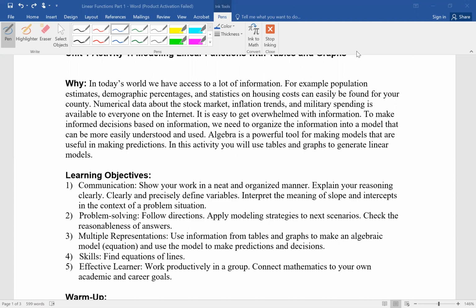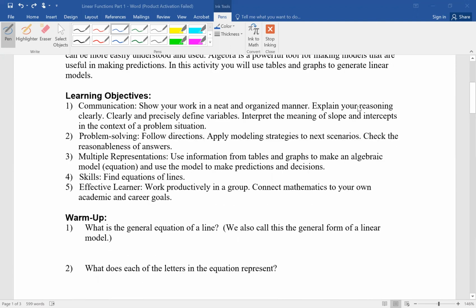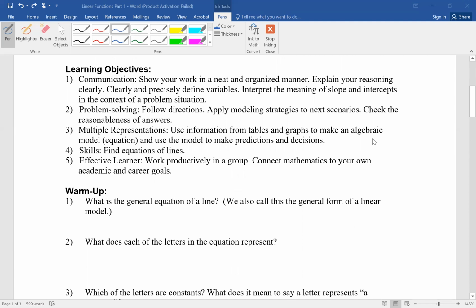So first off, look at the learning objectives. And some of this you might have done earlier in the week or earlier in the course already. But pretty much, we're going to learn to communicate, problem solve, and the big one for me is multiple representations. We're going to do it different ways to find straight lines information from tables and graphs. We can go down to skills and talk about finding the equation of lines. And, eventually, the whole goal here is to be able to have you work with somebody and communicate your ideas in groups. But right now, let's just go ahead and kind of get started here with the warm up.